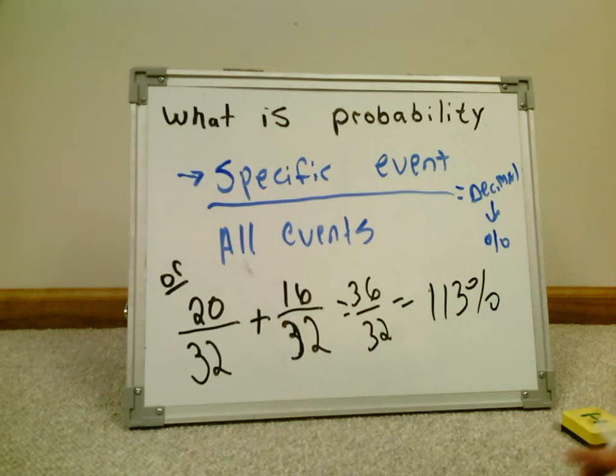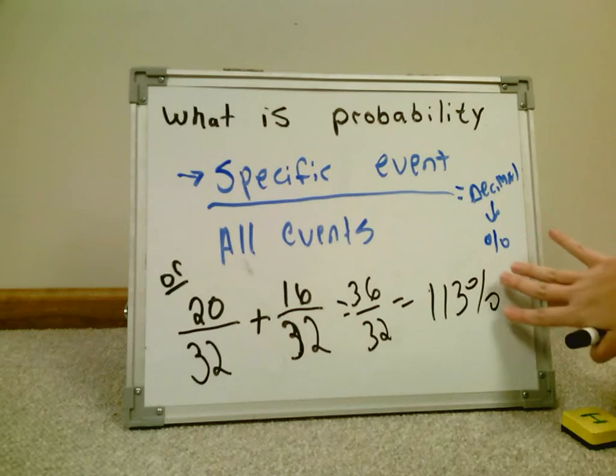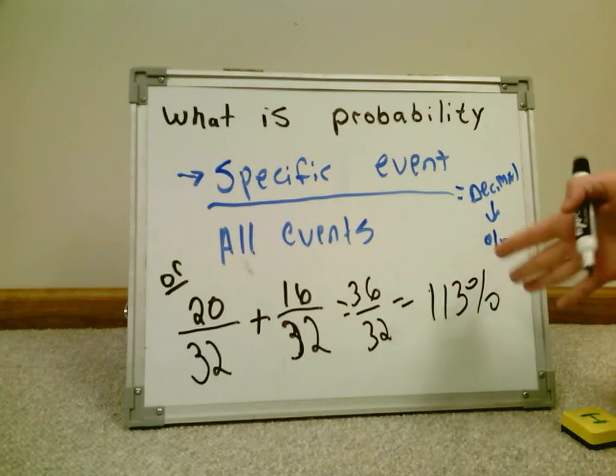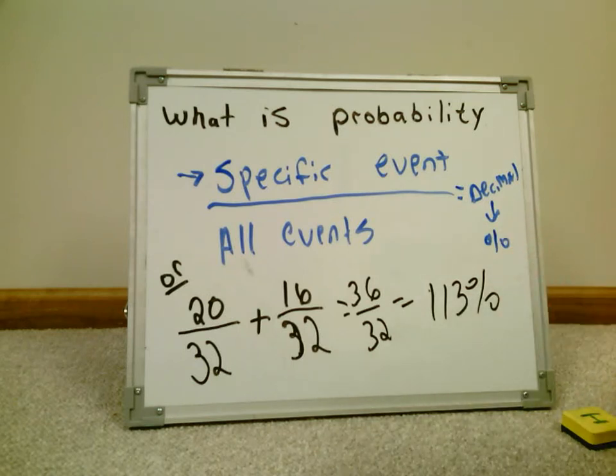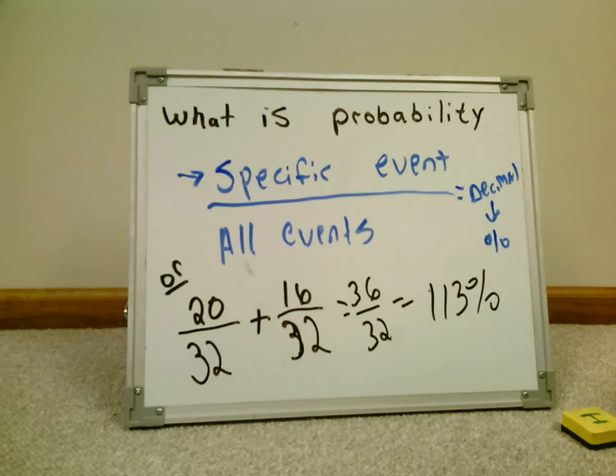Now, when you do probability, you're never going to get more than 100%, okay? You either have the full amount, 100%, or you have part of the amount. But here, we got 113. Why is that? Why did we get above 100%? That's not possible. I can't have more than 100% of students be soccer and swimmers. So, what went wrong here? What did I do wrong?